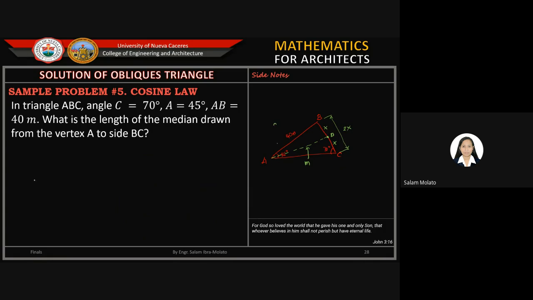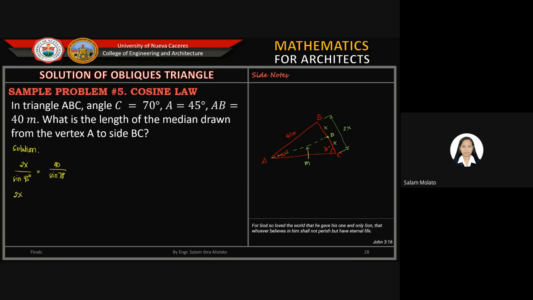Solution natin. Let me just change the color. Okay. So solution. So we have 2x over the opposite sine 45 degrees is equal to 40 divided by the opposite angle sine 70 degrees. Okay, that's the concept of sine law. All right. One equation, one unknown, we can solve for x.